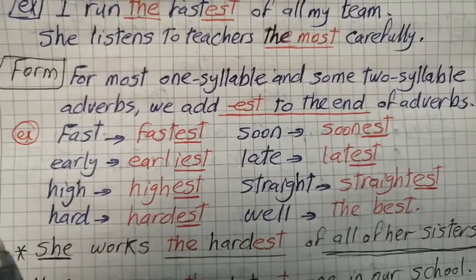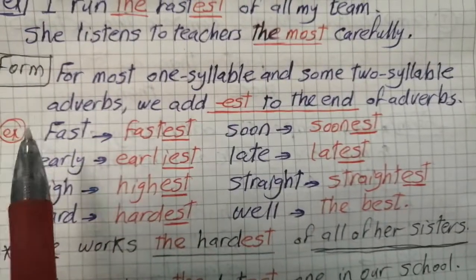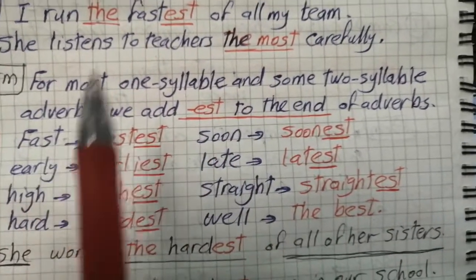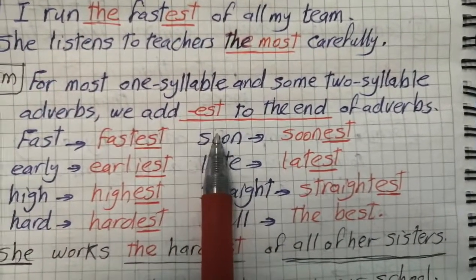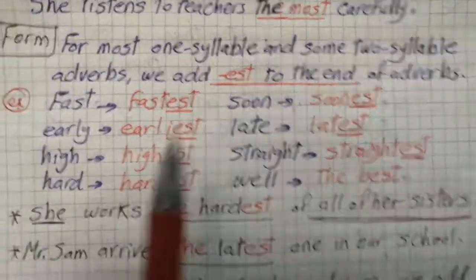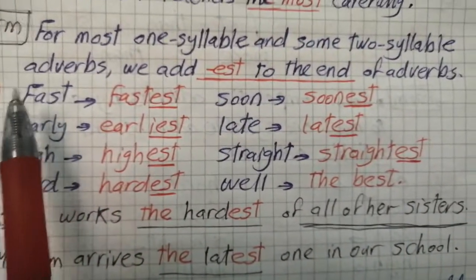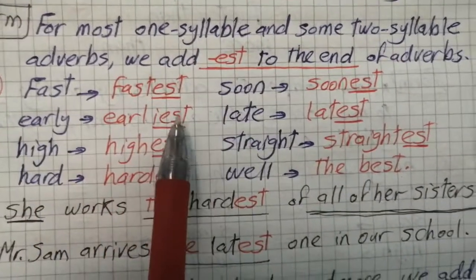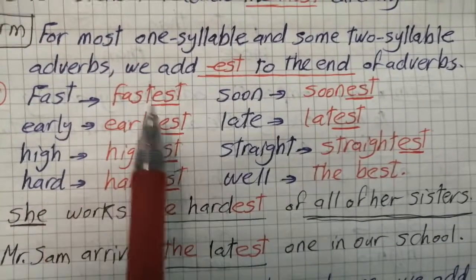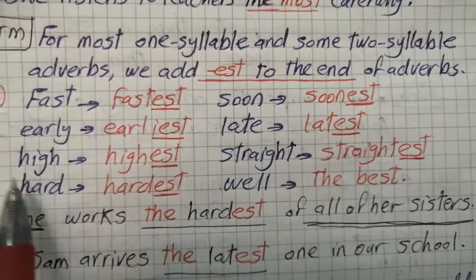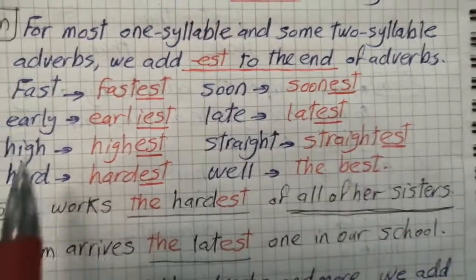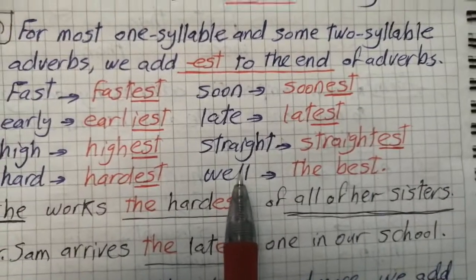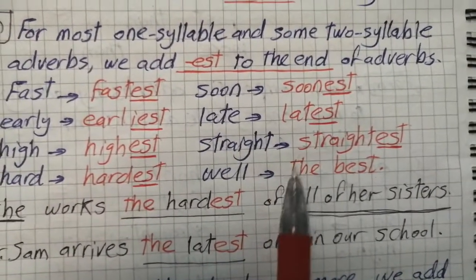How can we form the superlative? For most one-syllable and some two-syllable adverbs, we add just est to the end of the adverb. For example here, fast as an adverb, not adjective. Fast, fastest. Soon, soonest. Early, earliest. And note the spelling change as well. Late, latest. High, highest. Straight, straightest. Hard, hardest. But well is an irregular adverb, so don't say wellest. It's wrong. It's the best.